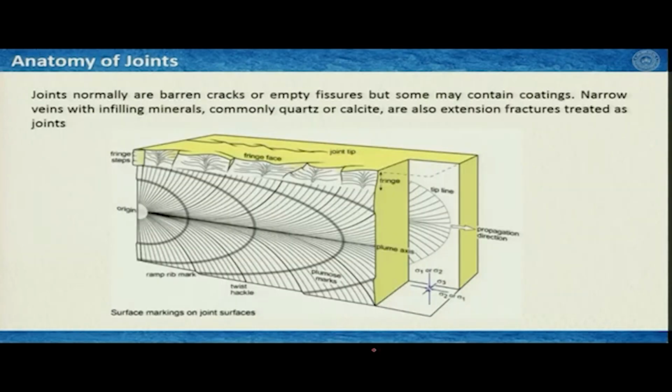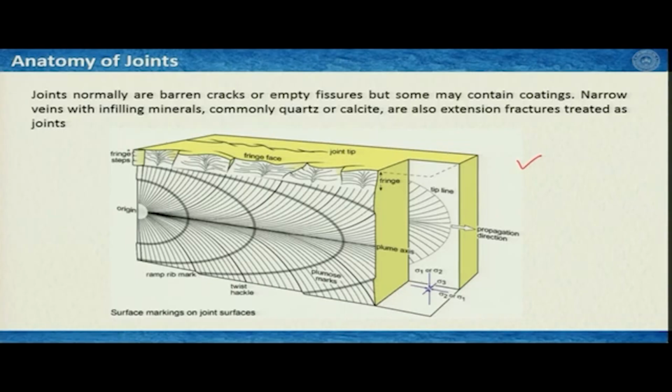So here is an illustration that shows the different features that you expect on a joint surface. So joints normally are barren cracks, so you'll see just a cracked surface, but with a lot of interesting features. Or it could be an empty fissure, but some may contain coatings. Narrow veins with infilling minerals, commonly quartz or calcite, are also extension fractures, and you can treat them as joints. But let's concentrate on this image.